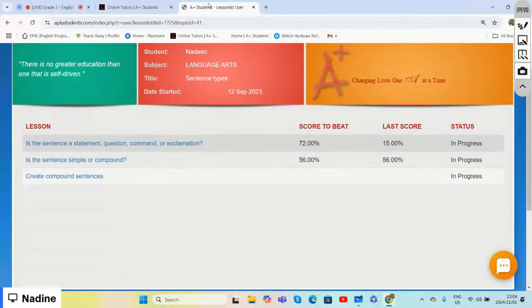And this is a continuation of our previous lesson on sentence types. In our previous lesson, we did the lesson on finding out if the sentence is a statement, a question, a command, or an exclamation. So now today we're going to continue on the chapter of sentence types.